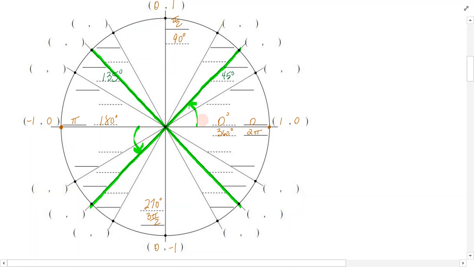Okay, and so I would rotate all the way around to 180, but I would keep going 45 more degrees because that's my reference angle. So 180 plus 45 is 225 degrees. And then we have this final angle here.